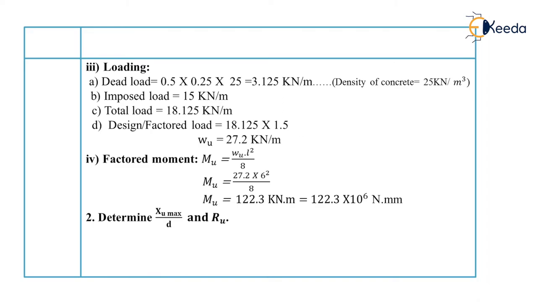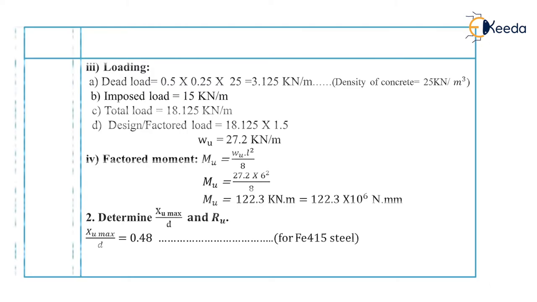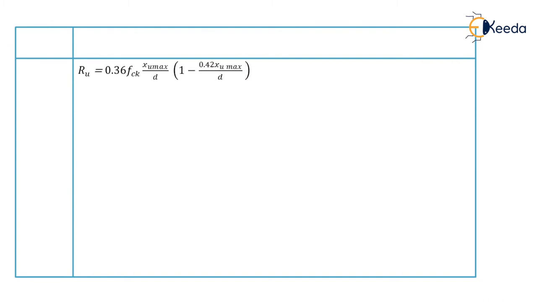Now we will move to our second step, to determine the xu,max by d ratio and Ru. For Fe415 grade of steel, we know that xu,max by d ratio is equal to 0.48. And we know the formula of Ru: 0.36 fck into xu,max upon d, in bracket 1 minus 0.42 xu,max upon d. After putting the xu,max by d ratio, that is 0.48, in the formula, we will get the answer Ru is equal to 3.45.